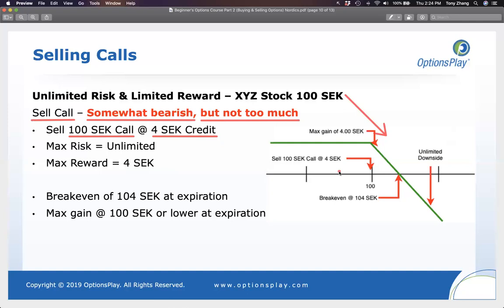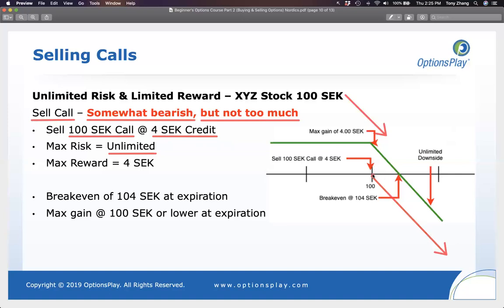And I certainly would not want to take on the type of risk of truly unlimited downside, because this is the only option strategy that has what we call unlimited risk. Selling a call option naked is like shorting a stock. The only difference is you have a small buffer here, in this particular case 4 crowns. Because if you shorted the stock at 100 crowns and the stock went higher, you lose immediately.